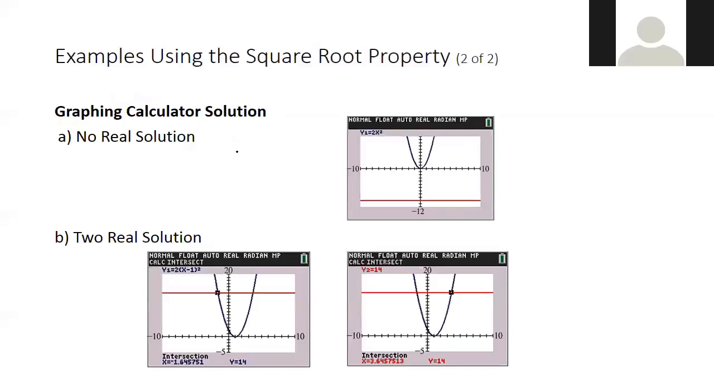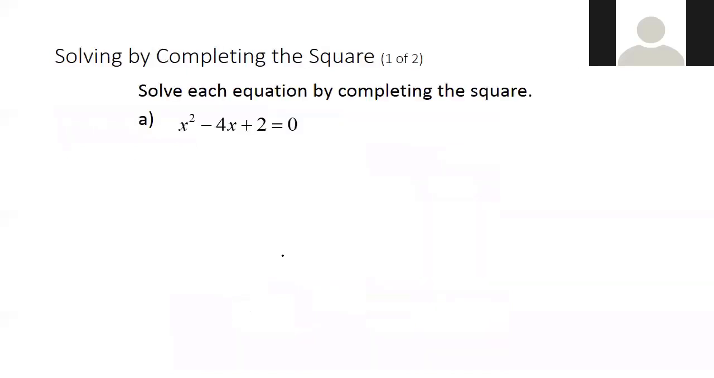Again, we can confirm all these results using your graphing calculator, where you get no solution or two solutions. There will be the intercepts there. Let's take a look at this example here. Solve each equation by completing the square method.